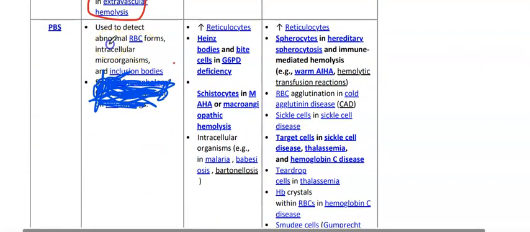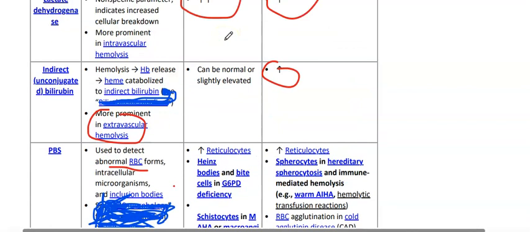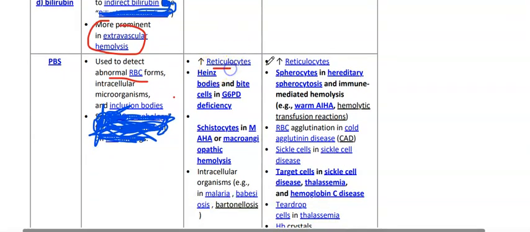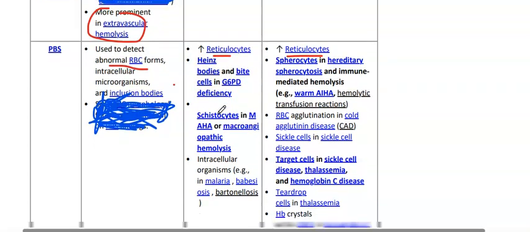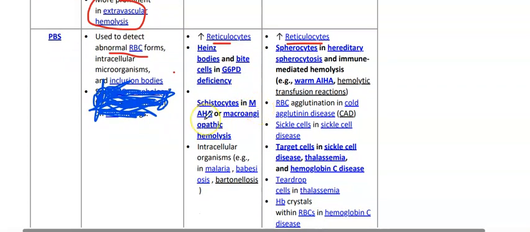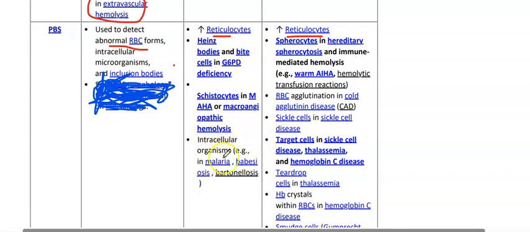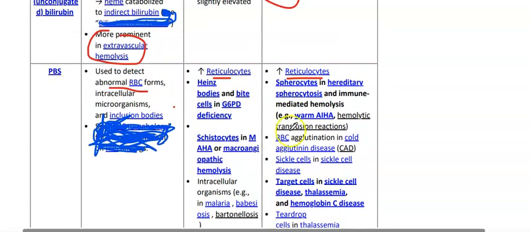The peripheral smear is used to detect abnormal RBC forms, intracellular microorganisms, and inclusion bodies. In intravascular hemolysis we will have increased reticulocytes. Also in extravascular we will have an increased reticulocyte count. Heinz bodies and bite cells will be present in G6PD deficiency. Schistocytes will be present in microangiopathic or macroangiopathic hemolytic anemias. Intracellular organisms will be present, for example, in malaria, babesiosis, and bartonellosis.